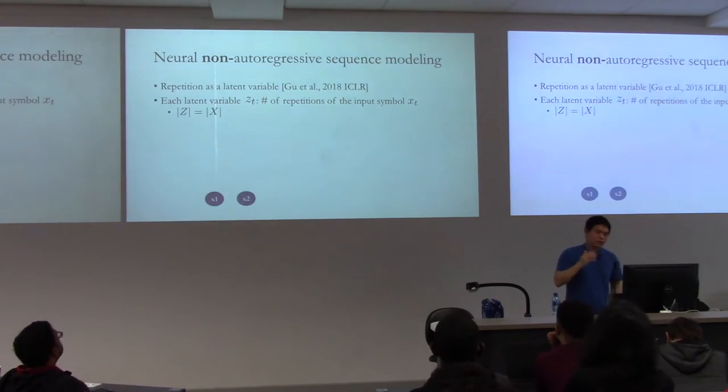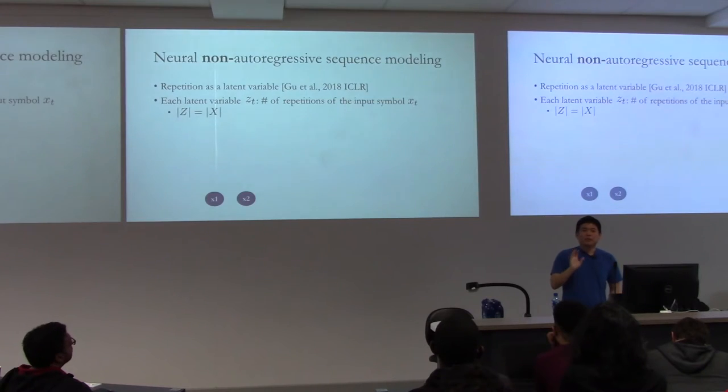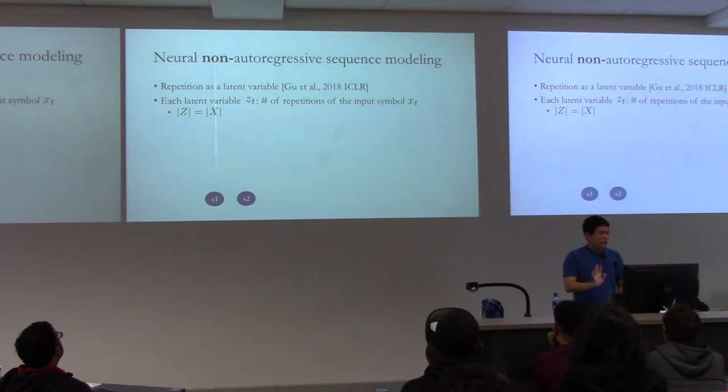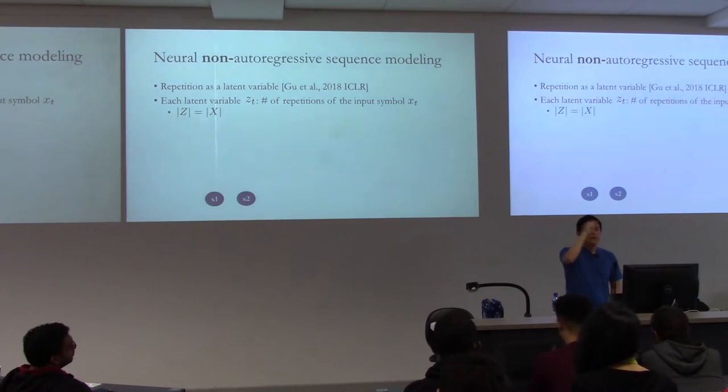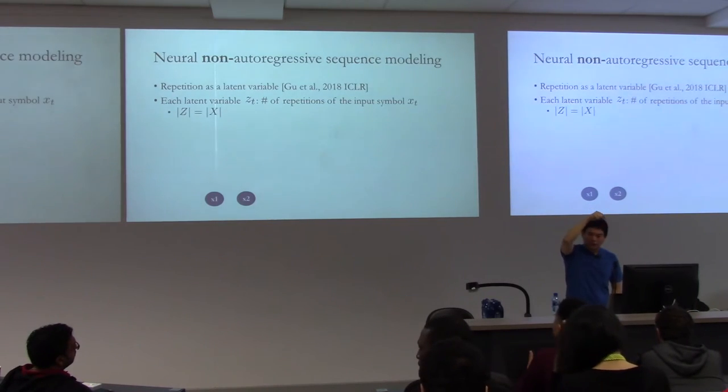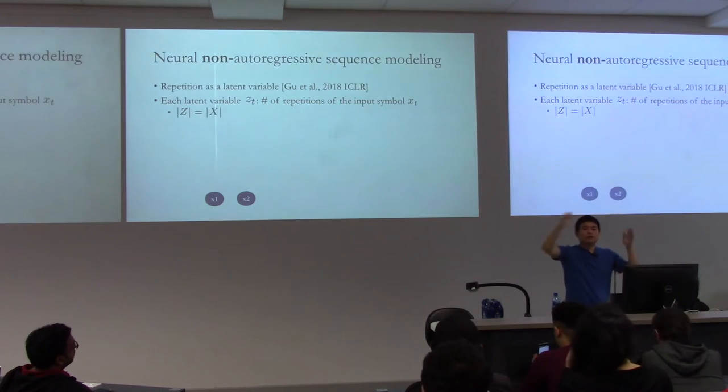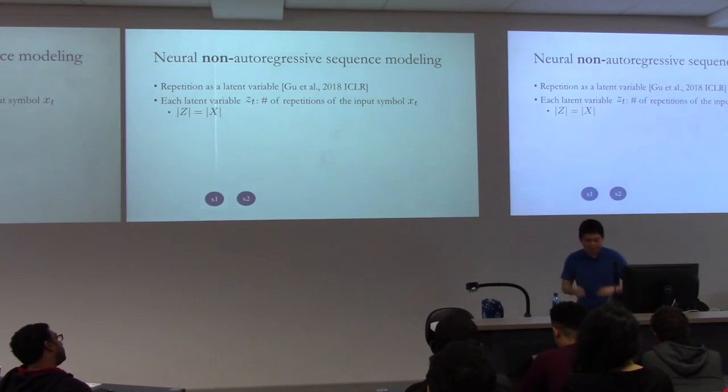Earlier this year, Jiatao Gu, who was back then doing an internship at Salesforce, proposed to look at these latent variables as the number of repetitions of the corresponding source tokens. So, let's think about translation very roughly. If you think about a very similar pair of languages, you're going to translate each word in the source sentence into the target side. It can be translated as zero words, one word, two words, three words, and so on, right? And then you just concatenate them, and you get a rough translation. For instance, if you go from English to French, that's going to be a pretty decent translation to start with. Of course, if you go from, let's say, Korean to English, not that great, but still.